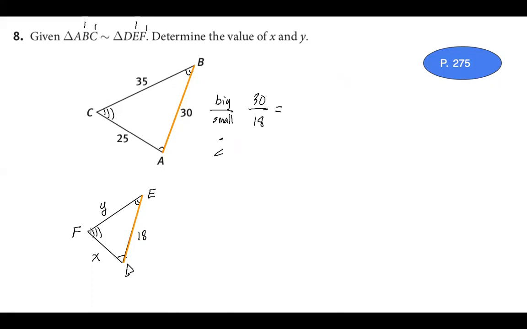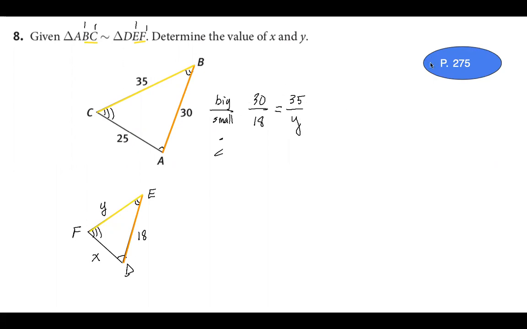So let's do y first. So side y is FE. And the corresponding side on this one, I could check my similarity statement, but because I drew them in the same way, I know it's going to be CB. So FE and CB are in the same place in the similarity statement. All right. So 30 over 18 is equal to big triangle, 35, over small triangle, y.